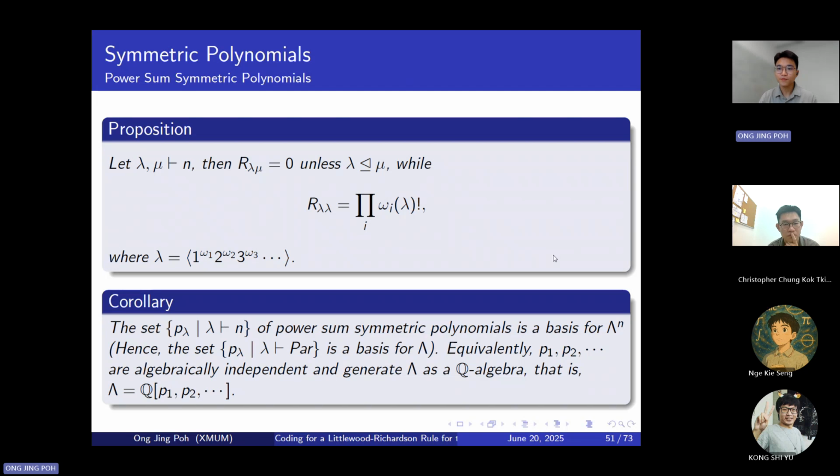And next, with the proposition here, which shows that the matrix R lambda mu is a lower triangular matrix with non-zero diagonal entries, so it's invertible, and the corollary below stating that the set of power sum symmetric polynomials is a basis of lambda n is true in this way.